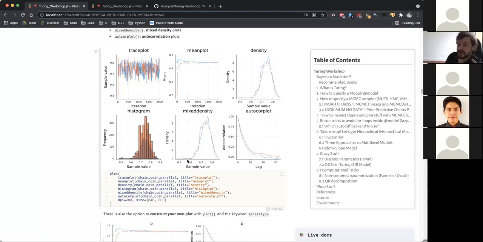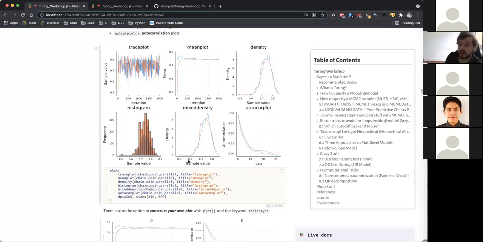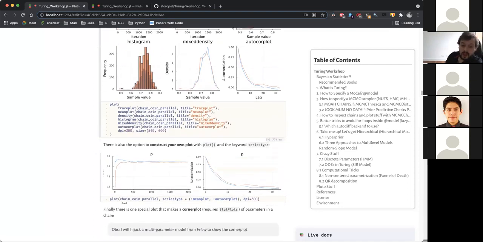And also there is an option that if you want to construct your plot, you can do this. You can have a special keyword argument in the plot recipe for the MCMC chains object. You can say, okay, I want the mean plot on the left and the autocorrelation plot on the right. So this is something quite unique. And you constructed your whole custom plot here. And then you can save the plots by using the default save methods from Plots.jl.